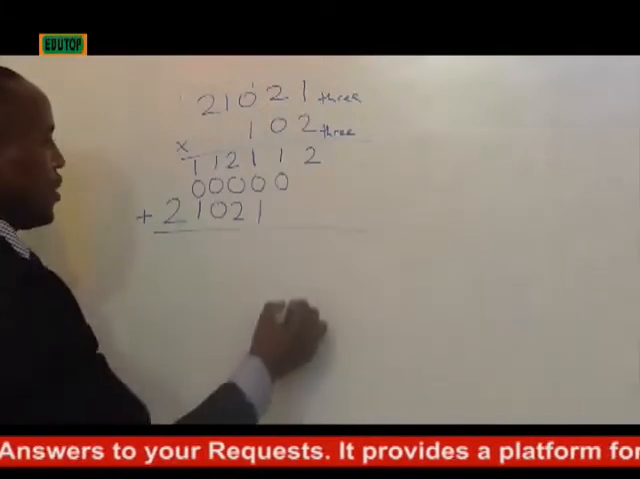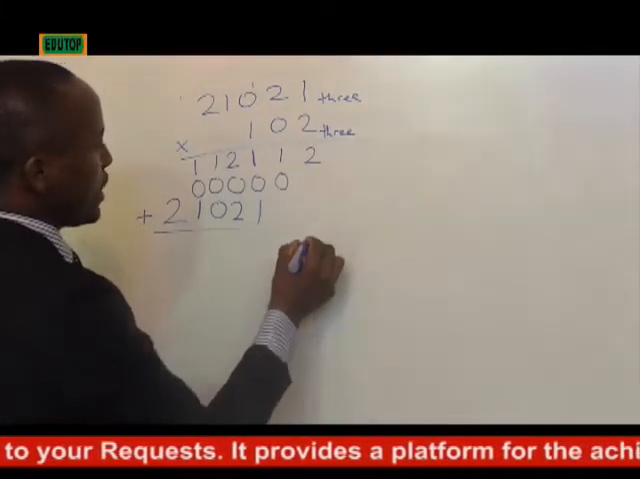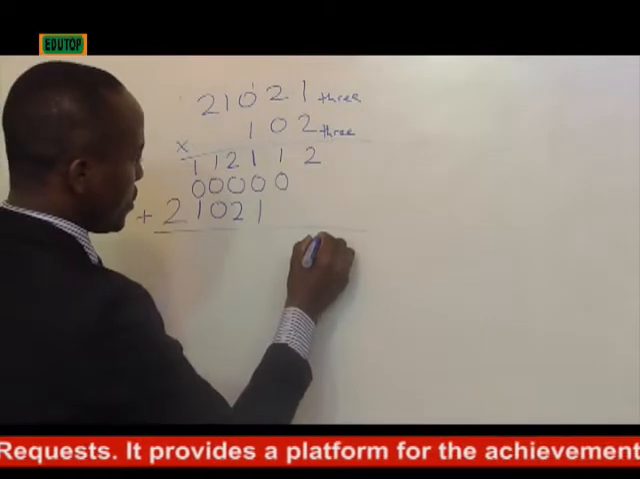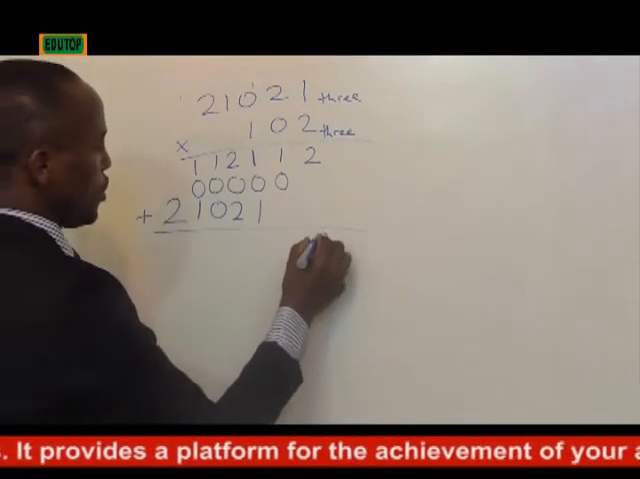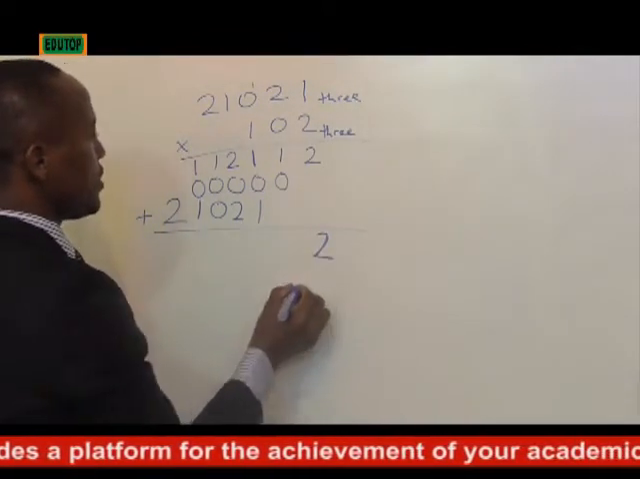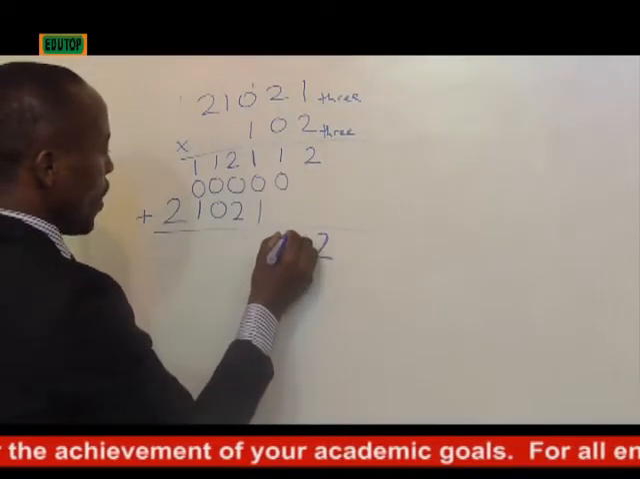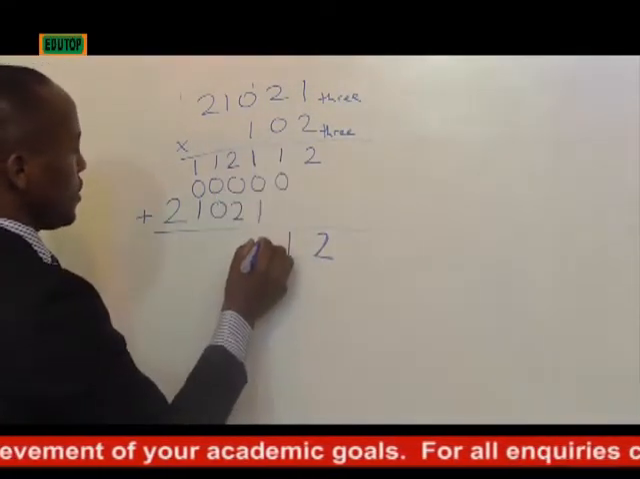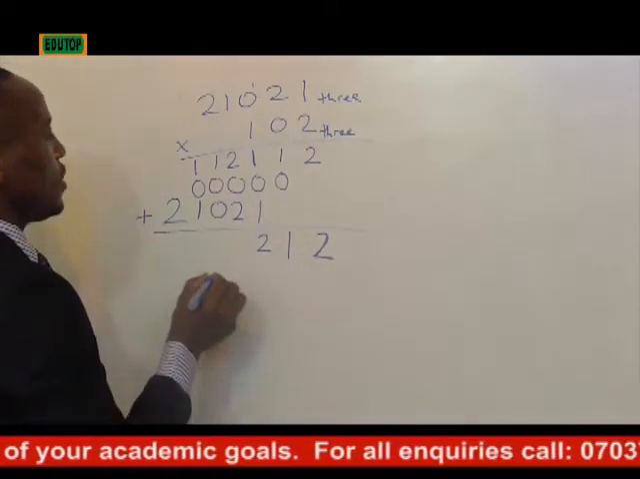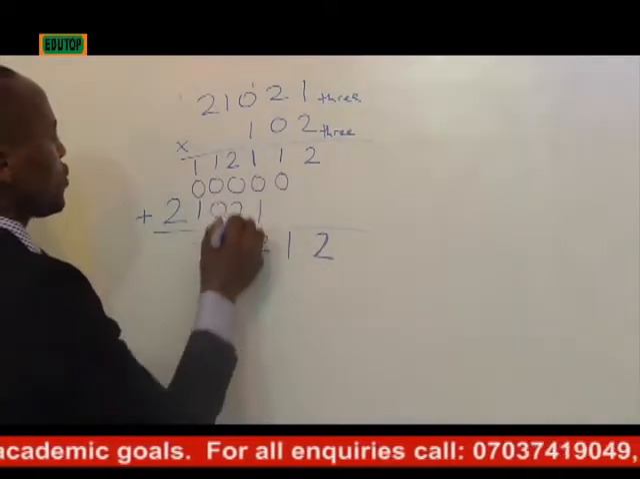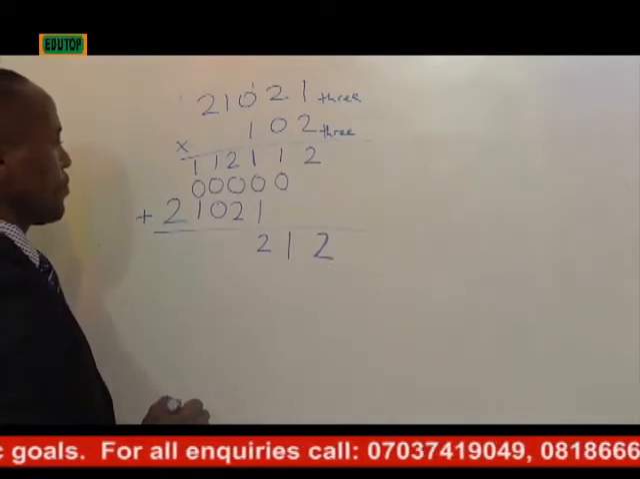Again base 3. 2 plus 0 plus 0 is 2, which is not up to 3, so we'll write it instead. Remainder 1 plus 0 plus 1 plus 0 is 1. 1 plus 1 is 2. All these values are not up to 3. 2 plus 2 is 4.